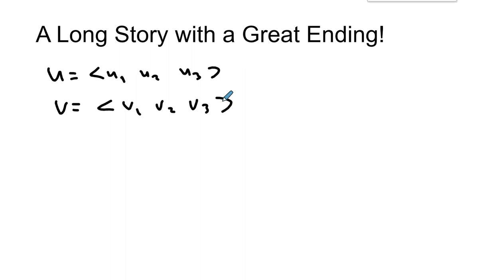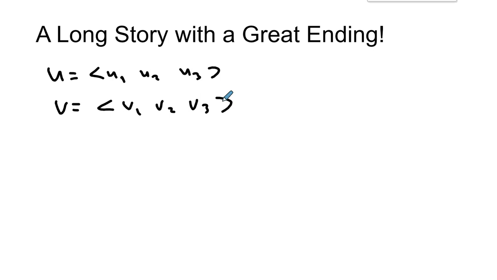Like the name implies here, it's going to take us a little while, but when we're done, we'll have something that's pretty interesting. So we're going to start our story with two vectors. I'm going to say there's a vector u and a vector v. Vector u has components u1, u2, u3, and vector v has components v1, v2, v3.